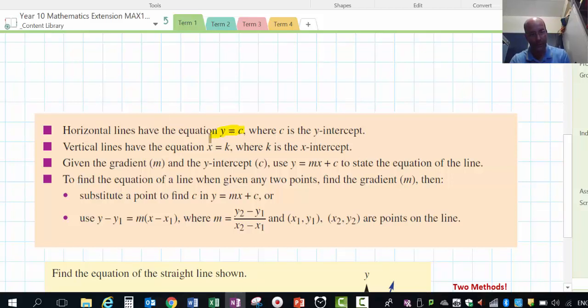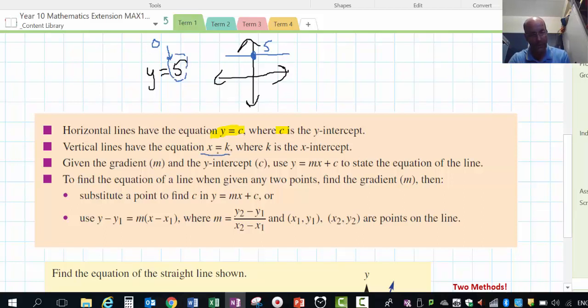Horizontal lines have the equation y equals c, where c is the y-intercept. So for example, if you've got the equation y equals 5, it'll always have a y value of 5. So if you have an xy plane and this is point 5 up here on the y-intercept, it will be a horizontal line. Another way of looking at it: the m in mx is 0, so it's 0x, so that'll be 0 and you'll just have the y-intercept only.